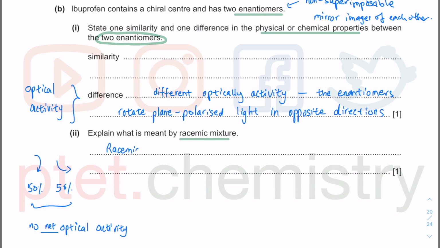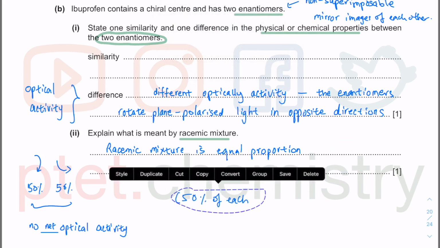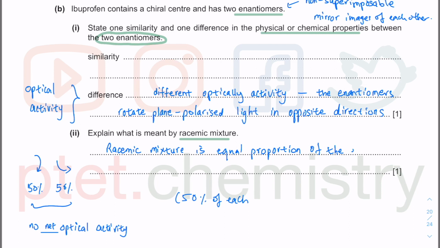I haven't forgotten about the similarity. I'll come back to this after I finish talking about the racemic mixture. So a racemic mixture is basically equal proportions, 50% of each enantiomer. I should probably have written this after defining equal proportions of the enantiomers. So it is a mixture with 50% of the enantiomer that rotates clockwise and 50% that rotates anti-clockwise, such that you don't see any optical activity.